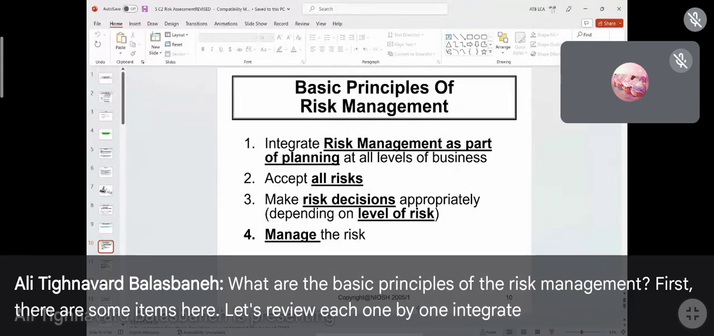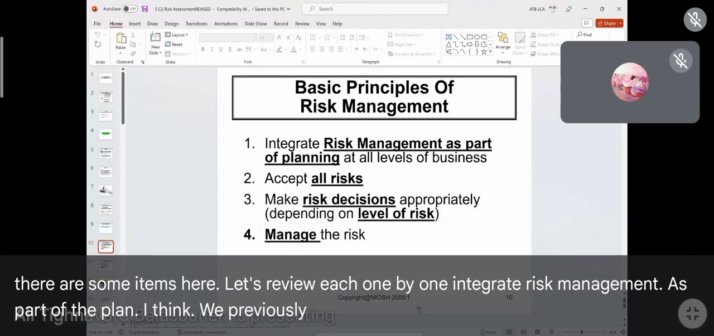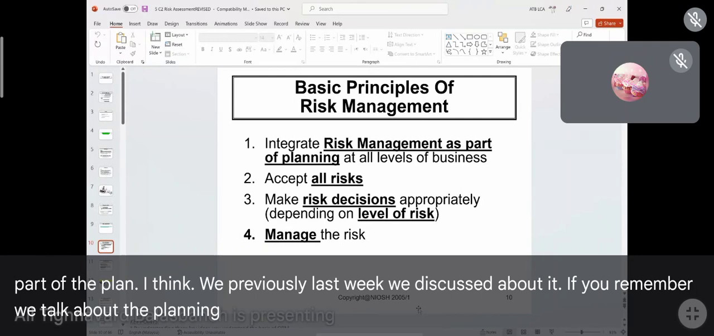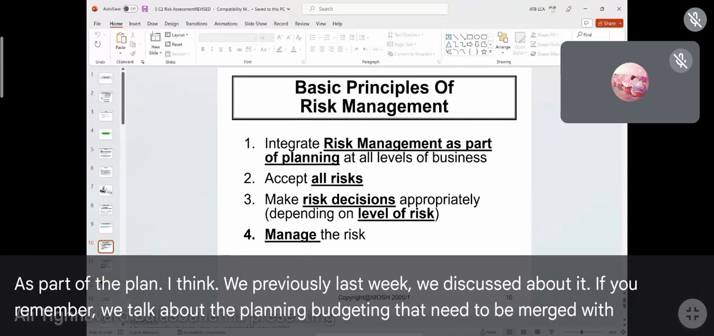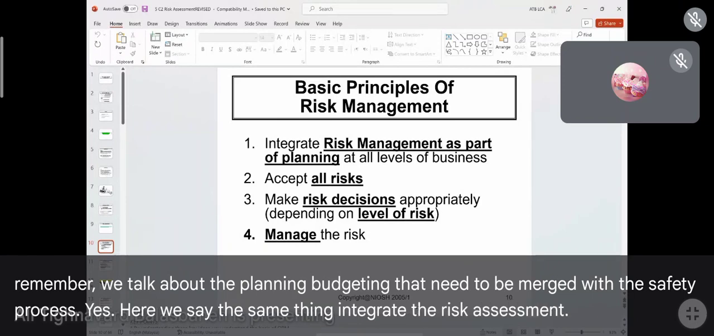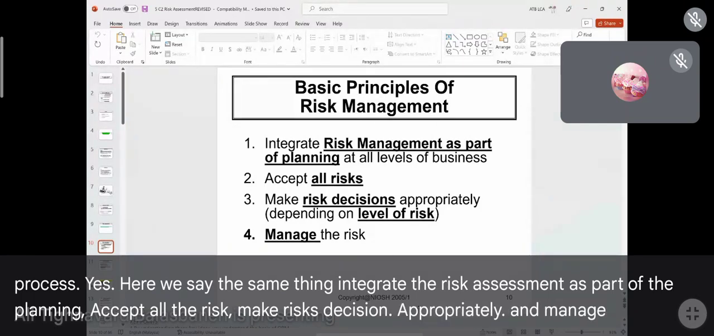Integrate risk management as part of the planning. I think last week we discussed this. If you remember, we talked about the planning and budgeting that need to be merged with the safety process. Yes, here we say the same thing. Integrate the risk assessment as part of the planning. Accept all the risks, make risk decisions appropriately, and manage all the risks.